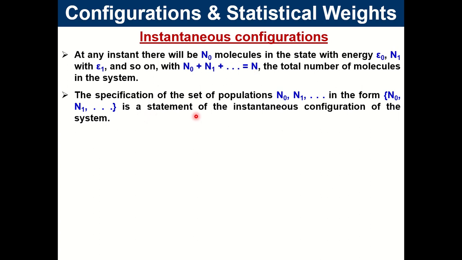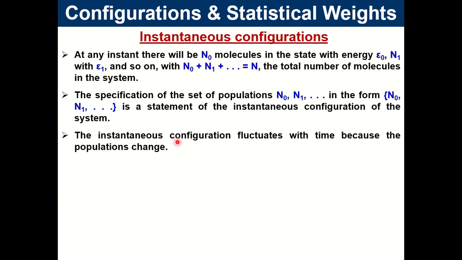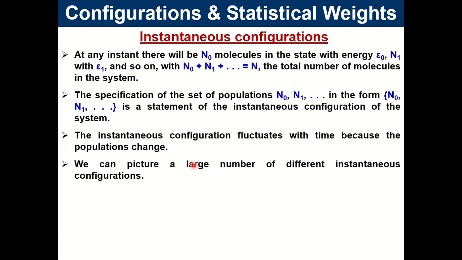The specification of the set of population is a statement of the instantaneous configuration of the system. So for any given energy, for a given system, we can visualize a large number of molecules having different instantaneous configurations, and within this instantaneous configuration the population will keep fluctuating.